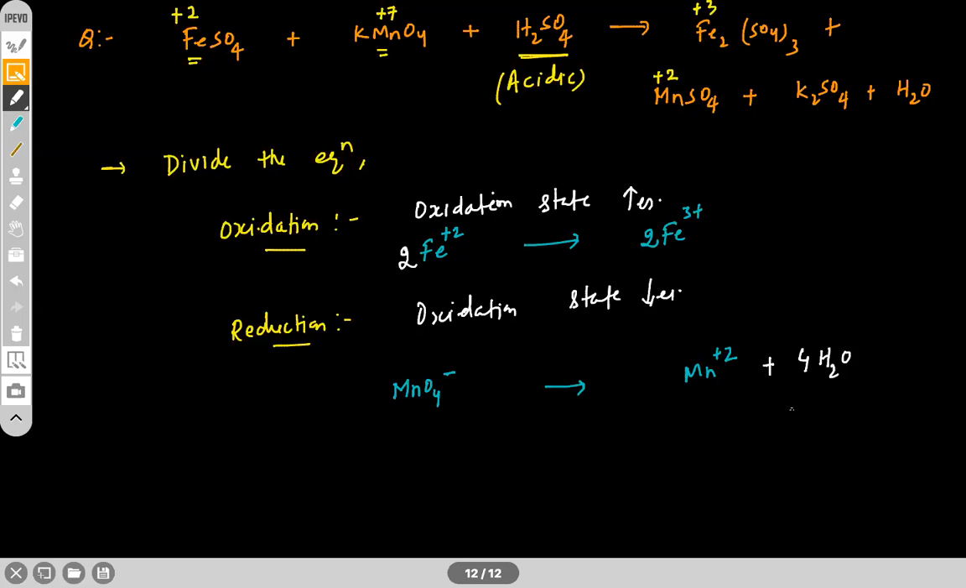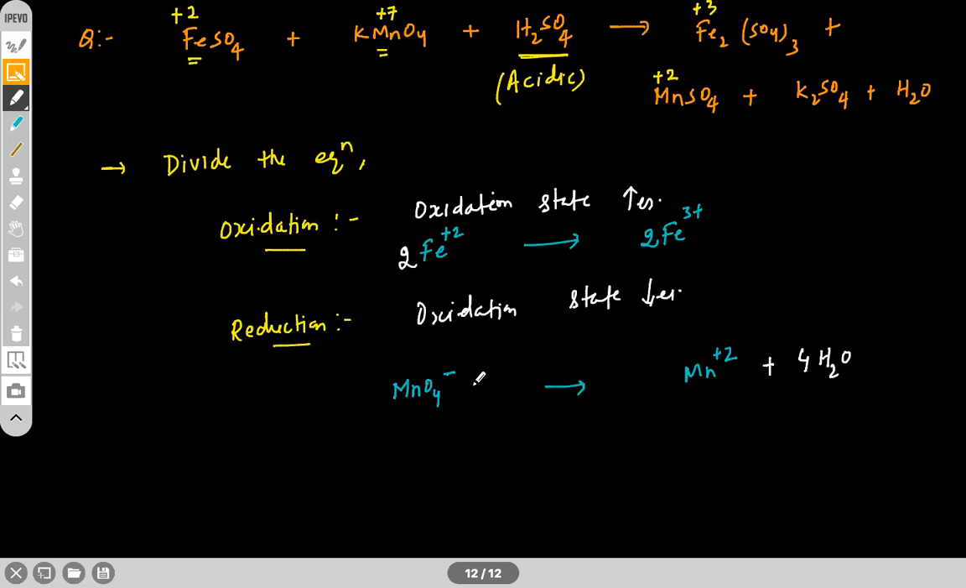Right? Now, what to balance? Manganese is balanced, oxygen is balanced, but hydrogen is not balanced here, right? You add H2O in order to balance oxygen, but you have added hydrogen also here. Now, to balance hydrogen, what we need to do? Read out the second point of acidic medium. Hydrogen atoms are balanced by adding H plus to the other side.